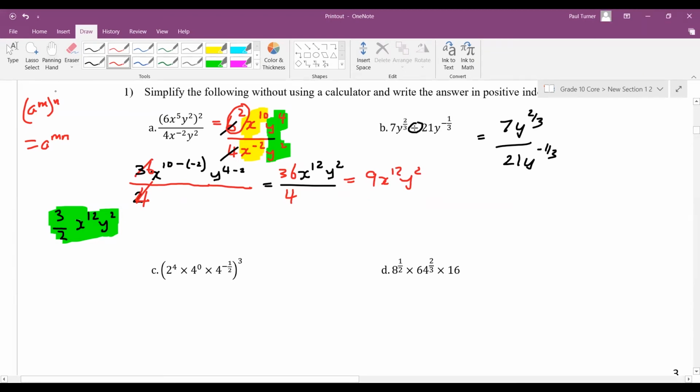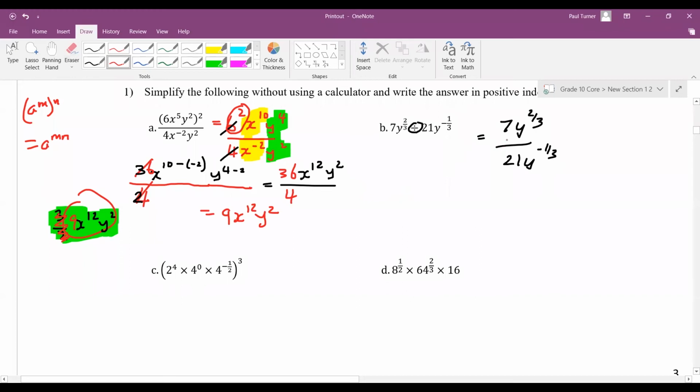So I'll do a few solutions here. You keep working. So that's 9, x^12, y^2, that one. Let's write that here. That would be 9 here. Okay.